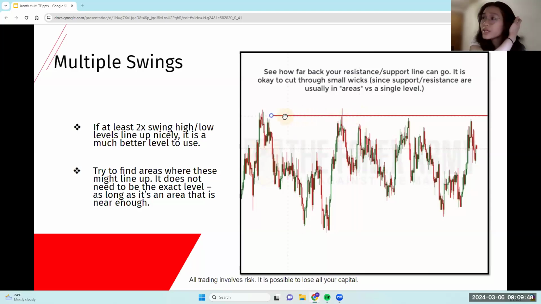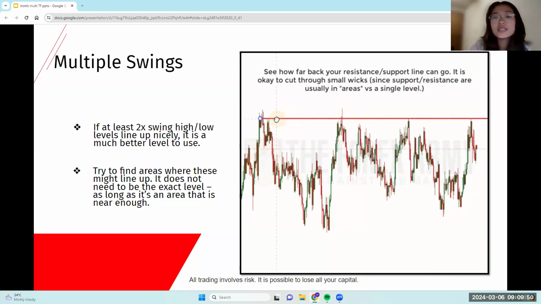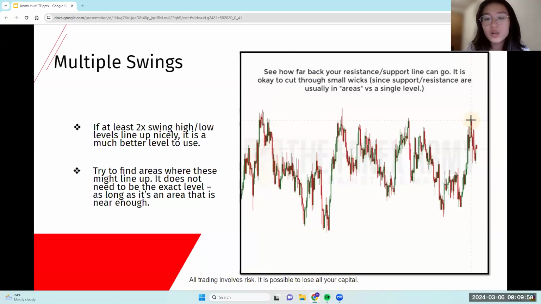Okay, one way to try and find these multiple swings is to see how far you can pull back your resistance or support levels. As you can see in the GIF, it's okay to cut through these tiny wicks, but you typically would want to avoid cutting through the bodies of candlesticks.